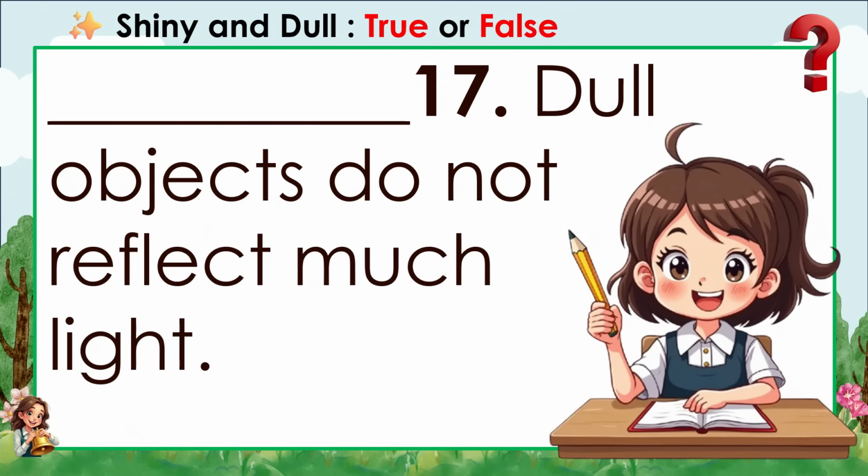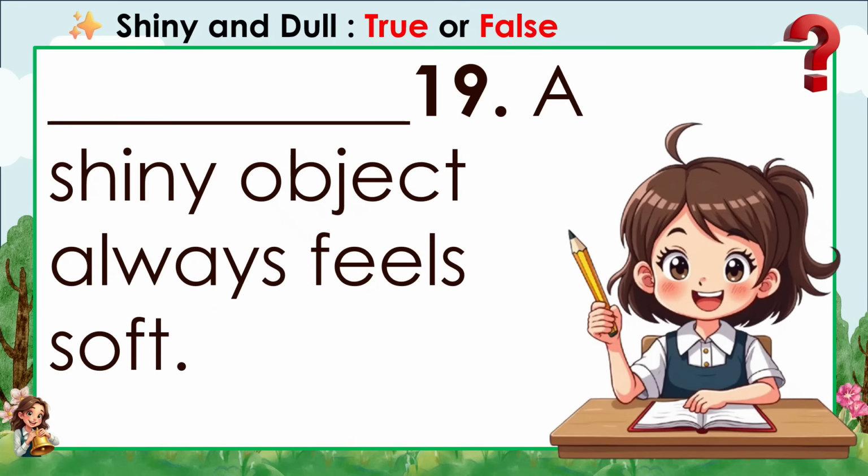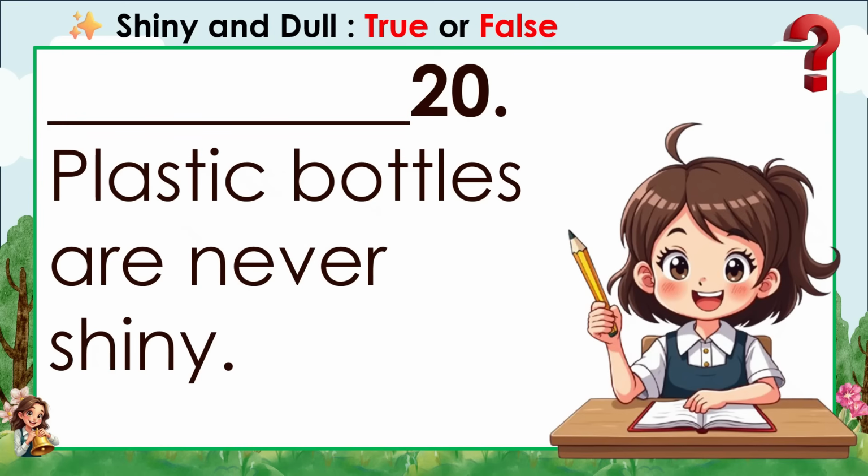17. Dull objects do not reflect much light. 18. A chalkboard is dull. 19. A shiny object always feels soft. 20. Plastic bottles are never shiny.